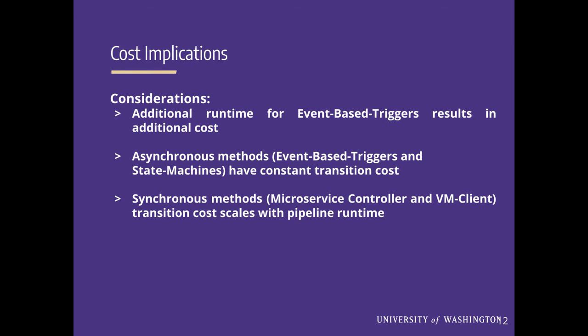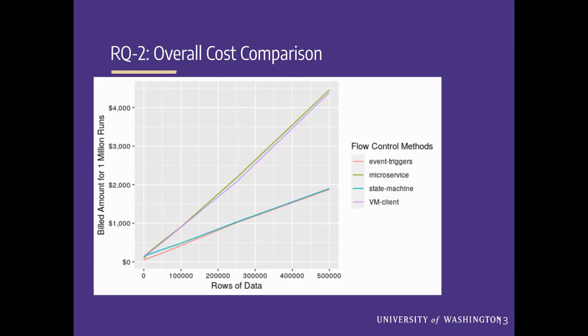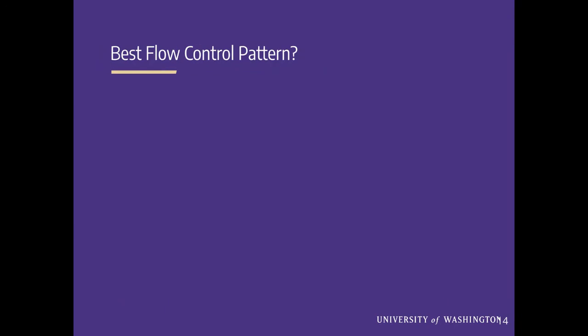We also look at the cost of your choice here. So we should remember that there was additional worker runtime for event-based triggers, that asynchronous methods have constant transition costs, and that with synchronous methods you'd be paying for the running resource throughout the runtime of the pipeline. See our results here that paying for that resource is reflected in the cost, as those synchronous methods scale much faster in cost as the overall pipeline runtime increases with rows of data.